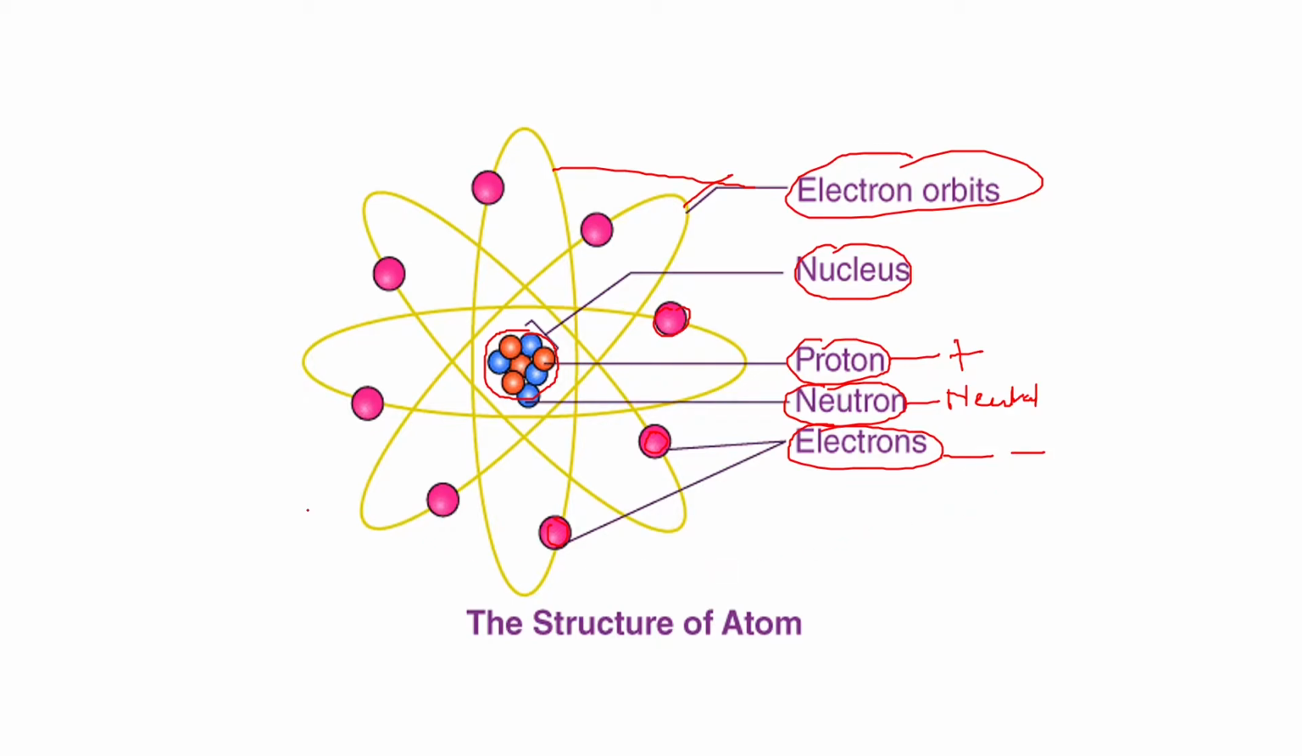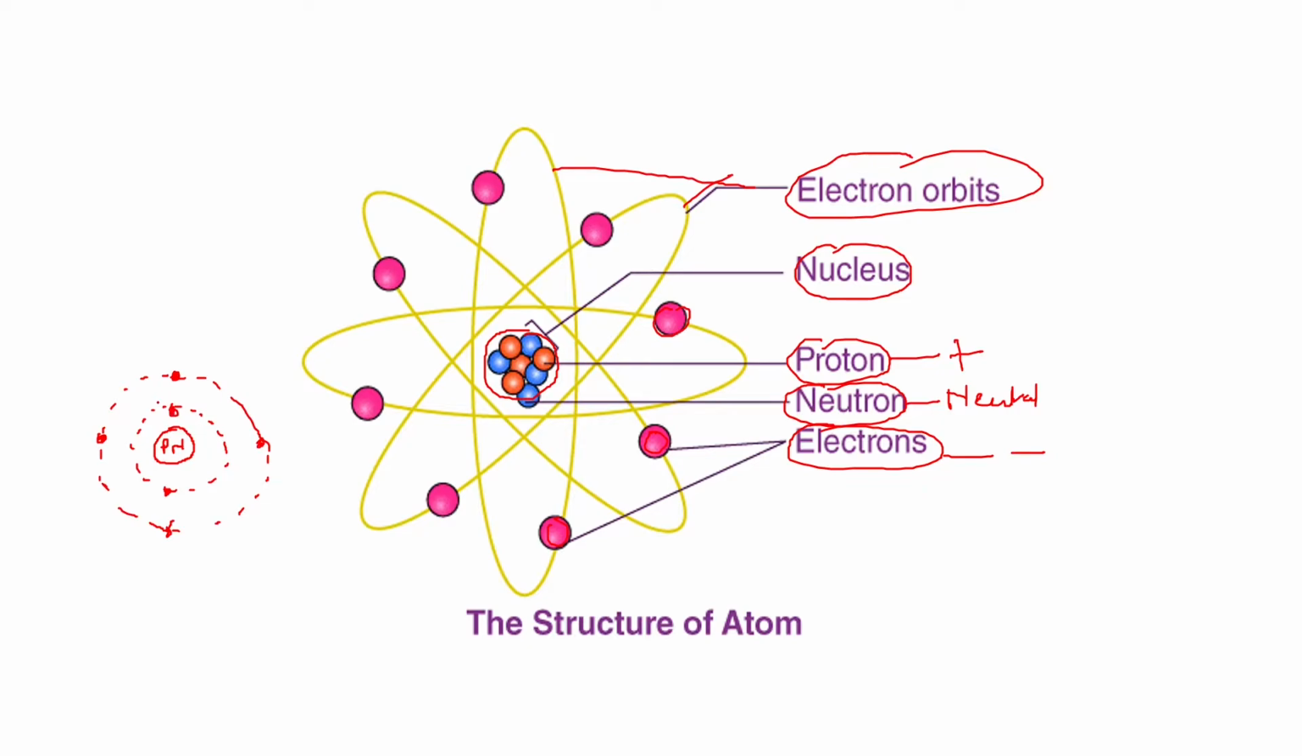If you see a two-dimensional figure, you can also draw it like this. There will be a center nucleus which will have protons and neutrons. Around the nucleus, you'll have orbits, and in these orbits, you will have negatively charged particles, which are electrons, which are revolving around the nucleus. Okay, so here these are electrons.